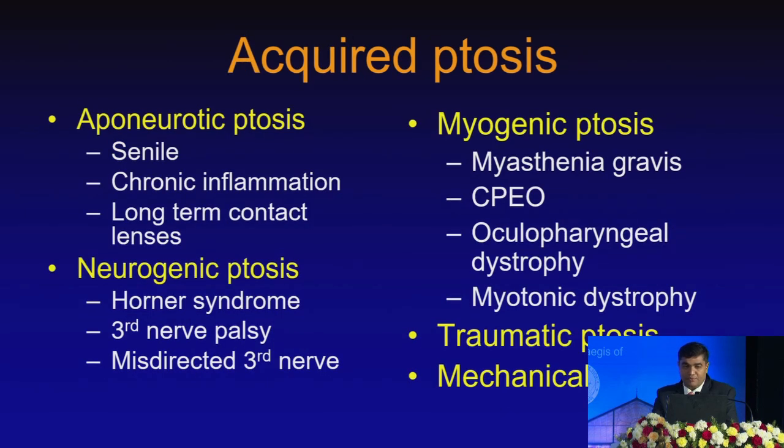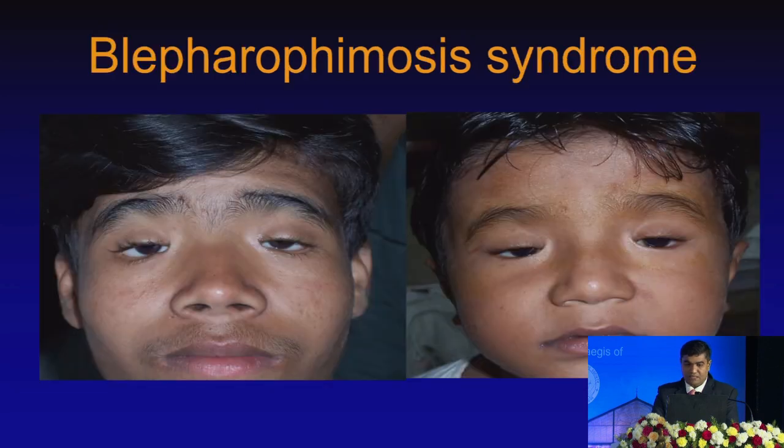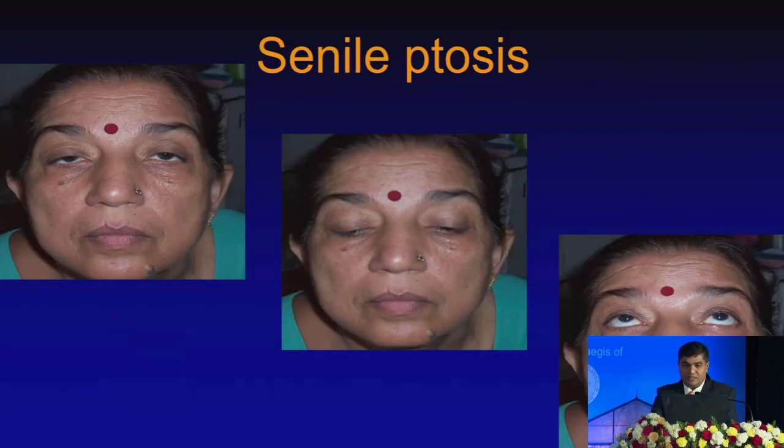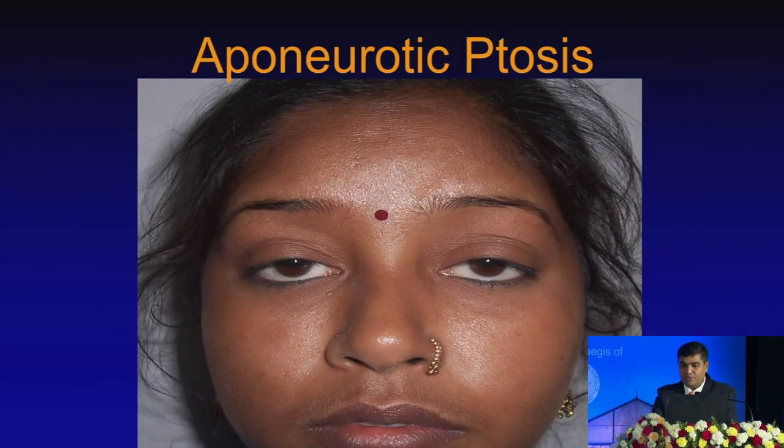Acquired ptosis: you have aponeurotic ptosis, which can be senile and other things, neurogenic ptosis, third nerve palsy mainly, myogenic ptosis, myasthenia gravis, ocular myasthenia it can be sometimes, traumatic ptosis and mechanical ptosis. This is blepharophimosis syndrome, traumatic ptosis, senile ptosis, aponeurotic ptosis.